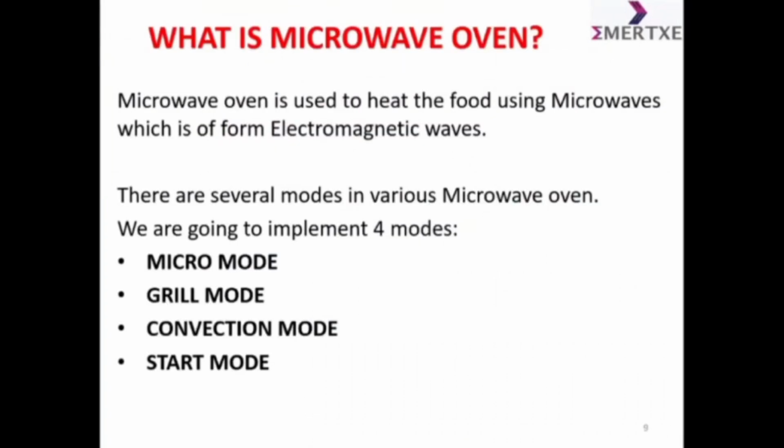Next we see what a microwave oven is. A microwave oven is an embedded system that heats and cooks food by exposing it to electromagnetic radiation in the microwave frequency range. There are several modes in various microwave ovens. In this project, we are going to implement 4 modes: micro mode, grill mode, convection mode and start mode.